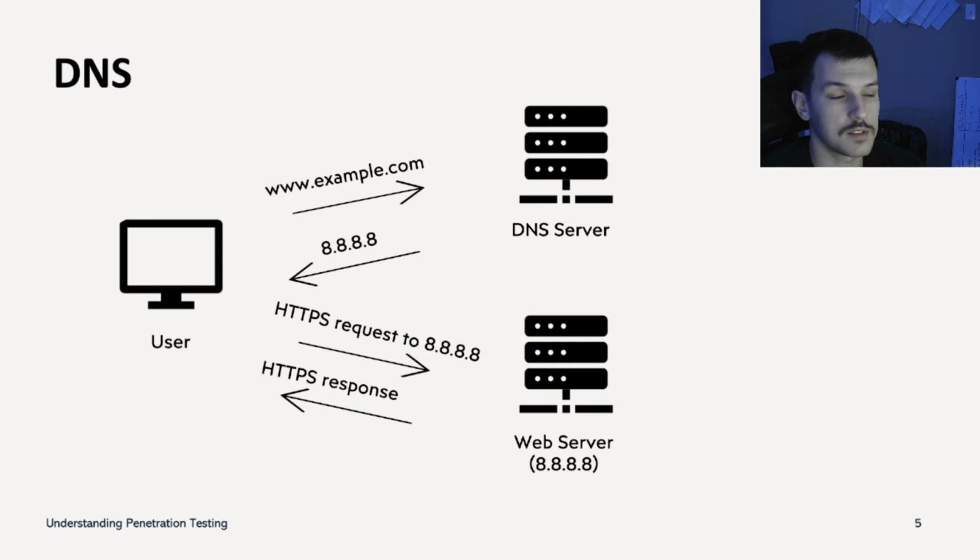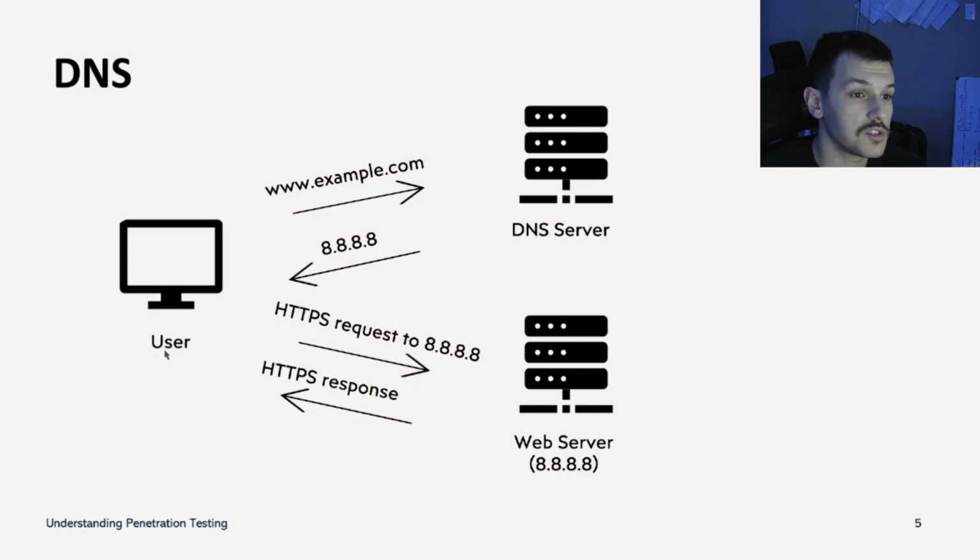So in this example, the user makes a request of the domain name to the DNS server. The DNS server resolves that host name or the domain name to an IP address. And then that user will then make a HTTPS request to 8.8.8.8, which is a web server. And then the HTTPS response will be sent back to the user.